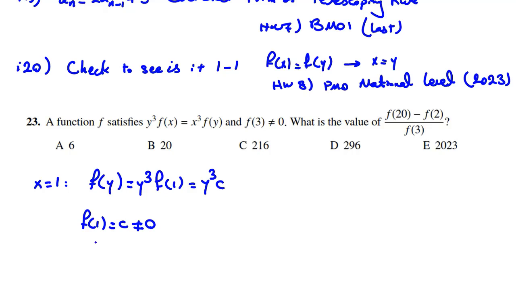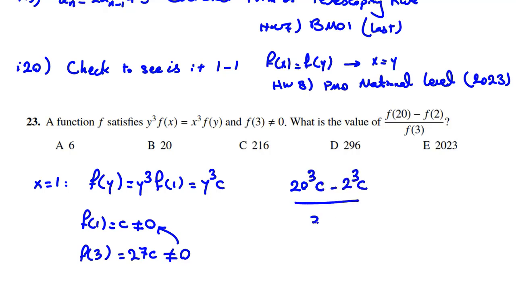Why? Because f of 3 is not 0. F of 3 by this formula is 27c. The problem says f of 3 is not 0, so c is not 0. And f of 20 is 20 cubed c minus 2 cubed c over 3 cubed c. We can cancel c from both numerator and denominator. It's 20 cubed minus 2 cubed over 3 cubed. So we can say it is 8,000 minus 8 over 27.